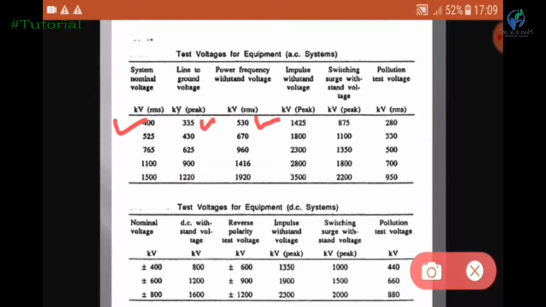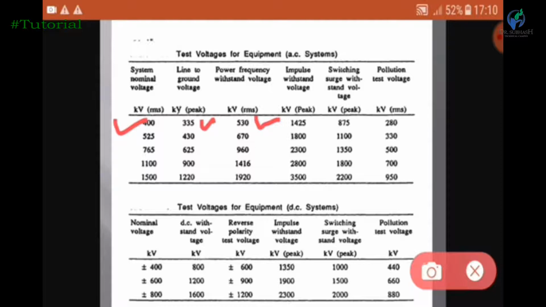Impulse withstand voltage is 1425 kilovolt. Switching surge withstand voltage is 875 and the pollution test voltage is 280. So these are the test voltages for 400 kV system. In the same way we can see them for 525, 765, 1100 and 1500 kV.